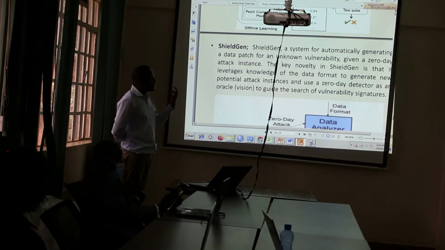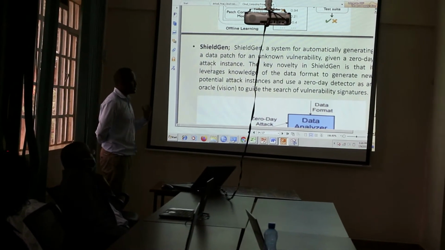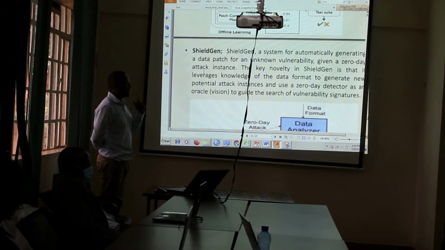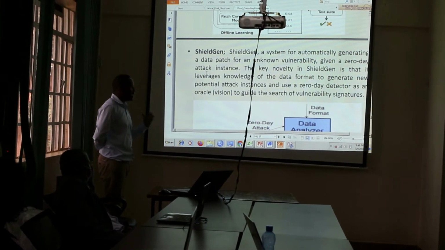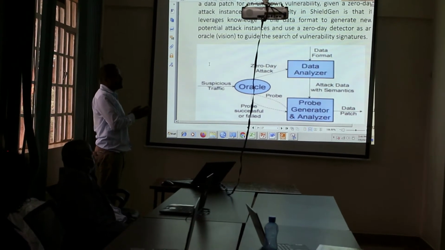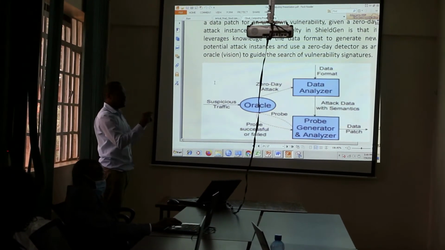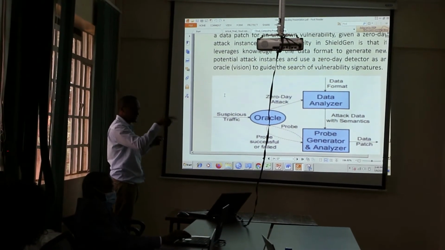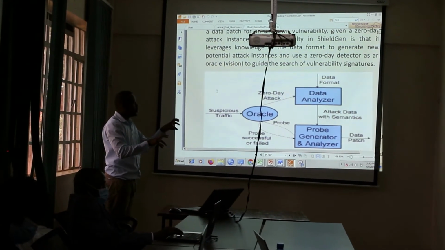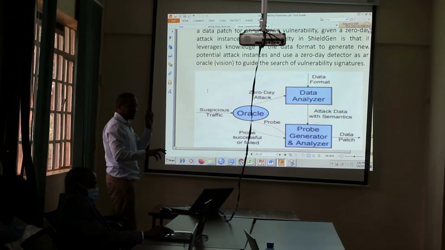So we can initiate a system which can identify unknown vulnerabilities within that system which has been developed. The key novelty in shield generation is that it leverages knowledge of the data format to generate new potential attack instances and uses a zero-day detector as an oracle or a vision to guide the search of vulnerability signatures. So every vulnerability has a particular signature: if you want to attack this particular system, you can attack it using this kind of file format. If you can identify those file formats, then you can create solutions, or patch those vulnerabilities, so that such files cannot be used as an attack on that particular system.